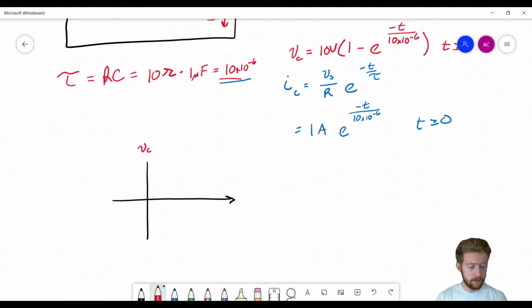So let's see what this voltage is going to look like. Well, before t is equal to 0, voltage is just 0. And let me make sure I specify that this is the time axis. So before we flip that switch, the voltage is just equal to 0. Okay, now after we flip that switch, what's going to happen?